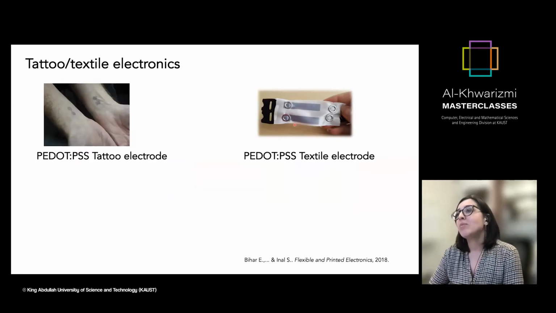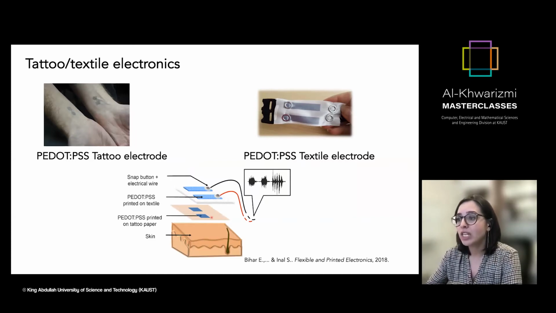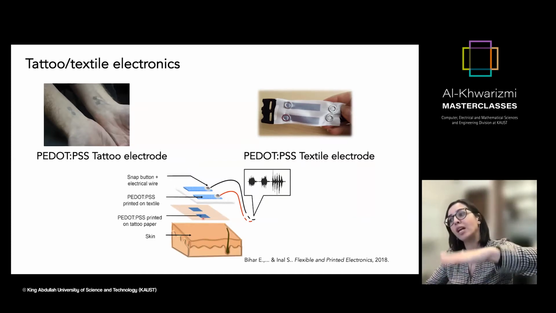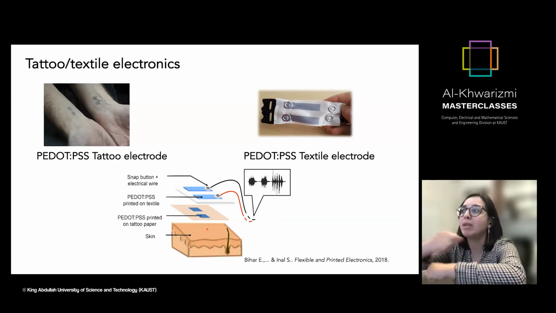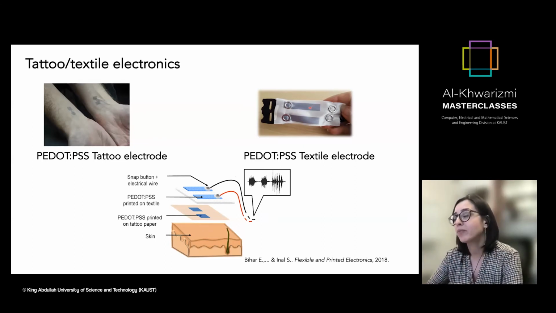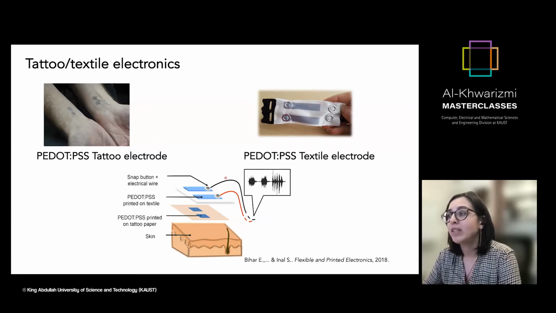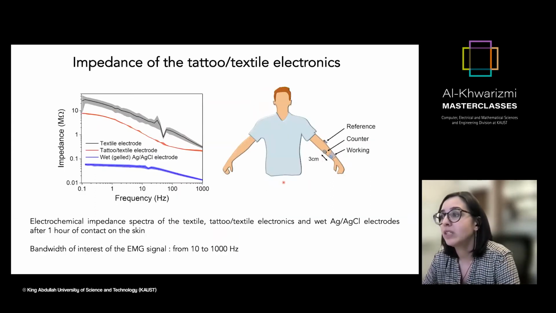Now, the idea that we came up with, we said, how about we make PEDOT:PSS-based tattoo electrodes on the skin, but we also interface with, again, the PEDOT:PSS, but this time printed on a textile. Because now, if this is your skin, you can tattoo the PEDOT:PSS, the conducting polymer, on the skin surface, and you can contact it by wrapping this conducting textile, again PEDOT:PSS-based. And the whole thing can be connected to the acquisition system.